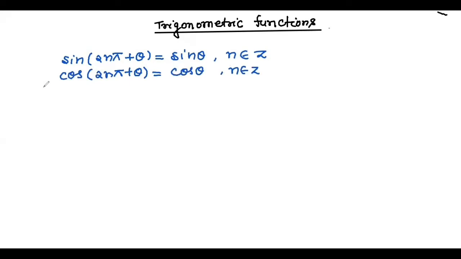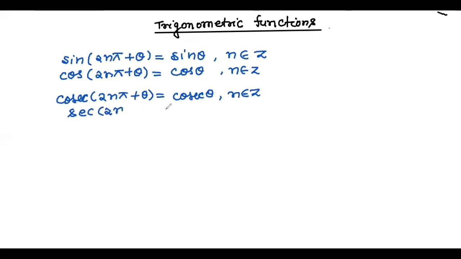Then similarly, sec theta and cosec theta are periodic, each with period 2 pi. So we can write cosec of 2n pi plus theta equals cosec theta, where n belongs to integers, and sec of 2n pi plus theta equals sec theta, where n belongs to integers.